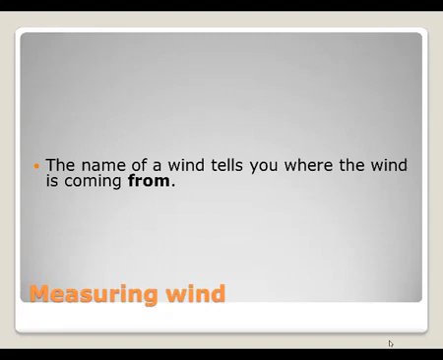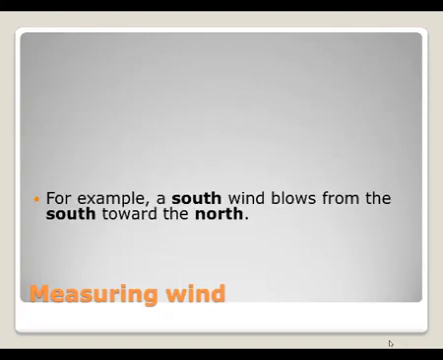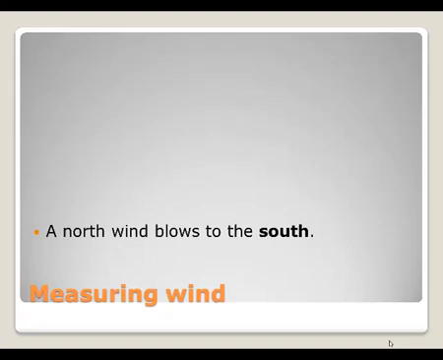The name of the wind tells you where it came from. We always name winds based on the direction that they are coming from. So for example, a south wind blows from the south, and it blows toward the north. And a north wind blows to the south.